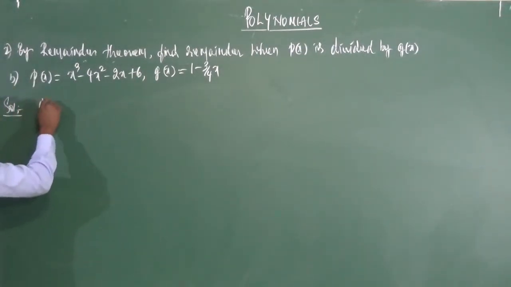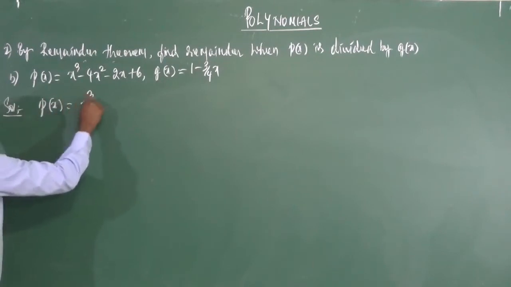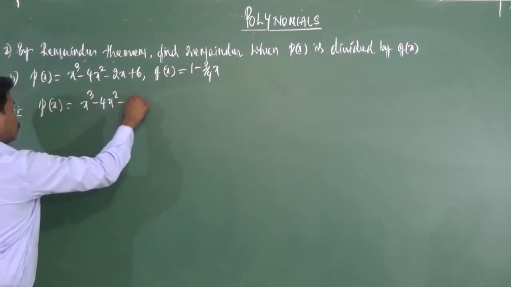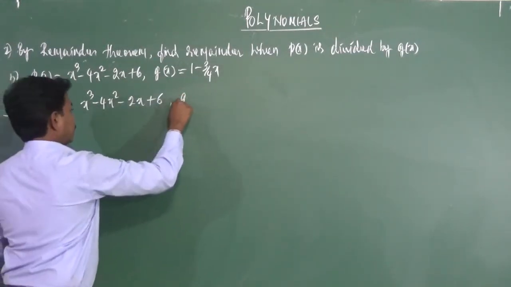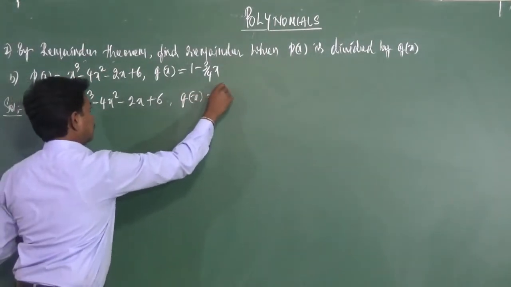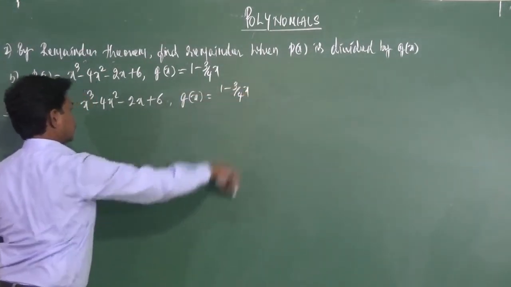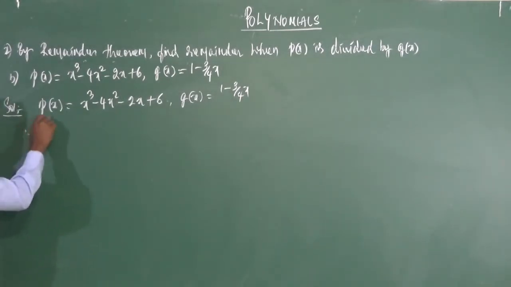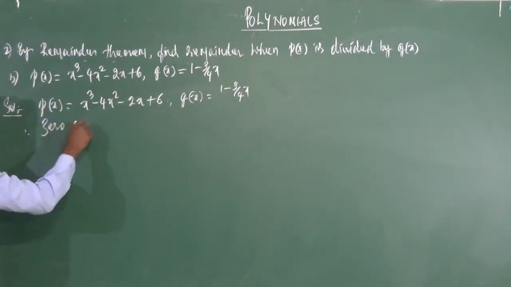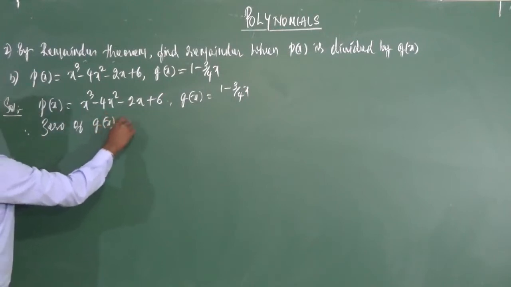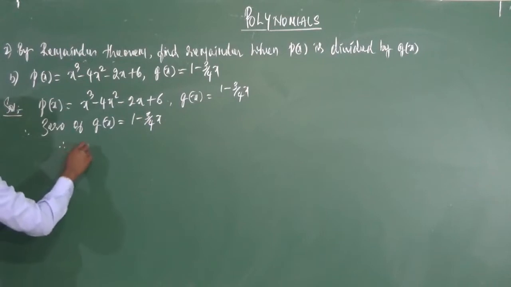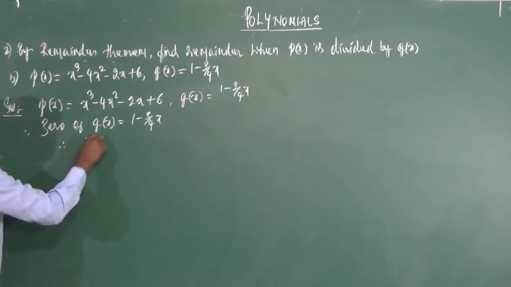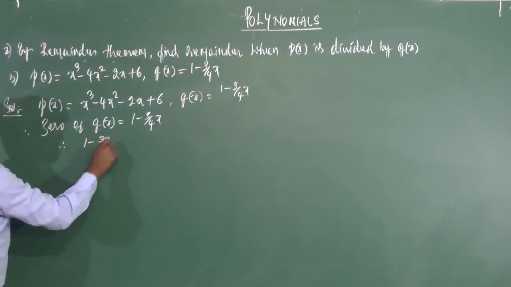So p of x is equal to x cube minus 4x square minus 2x plus 6 is the given polynomial, and g of x is equal to 1 minus 3 by 4x, right? So therefore the zero of g of x, which is 1 minus 3 by 4x: 1 minus 3x by 4 is equal to 0.